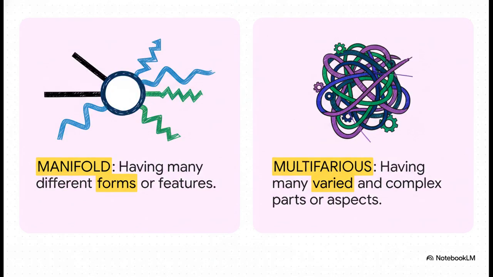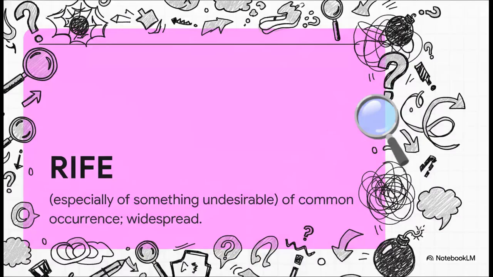And here's another one of those subtle but really important distinctions. A problem could have manifold reasons, which just means there are many different factors contributing to it. But if a problem is multifarious, that suggests a deep, complex variety within those factors. See the difference? It's not just about how many parts there are, it's about how diverse and complicated they are.